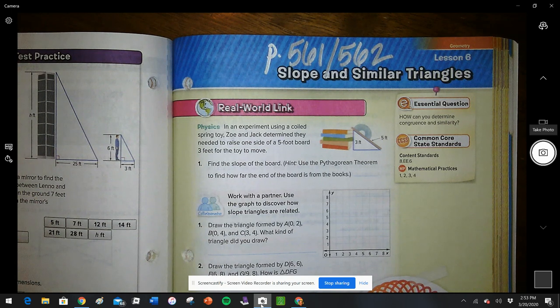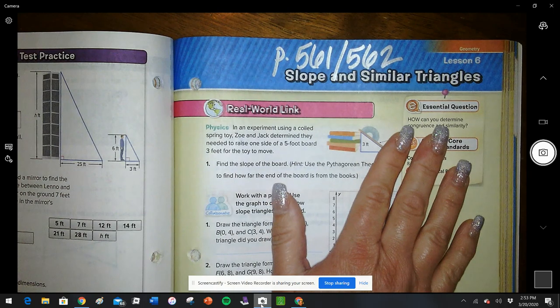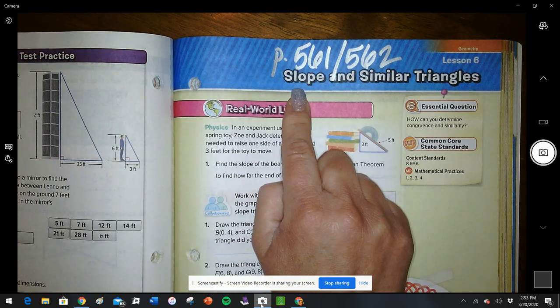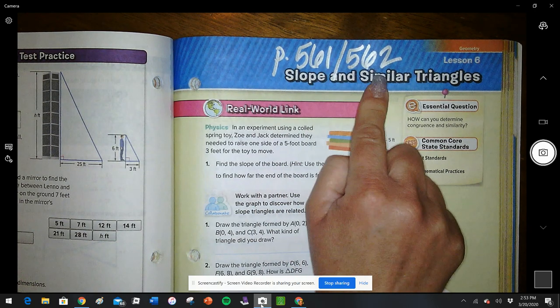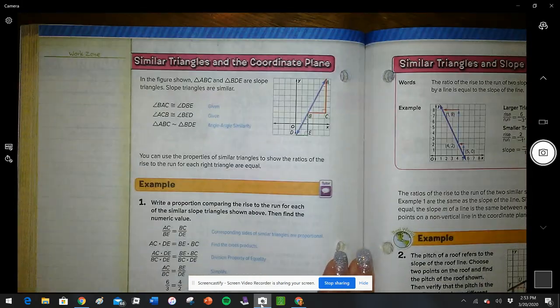Alrighty, guys. So today we're going to be doing slope and similar triangles. We're going to be on similar triangles, it looks like, all week long. But this time we're going to be talking about slope, okay? I am right now on page 561. If you can go turn your page to page 562, that would be great. And let's go do this, okay?